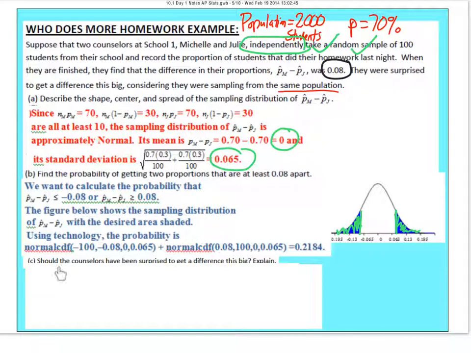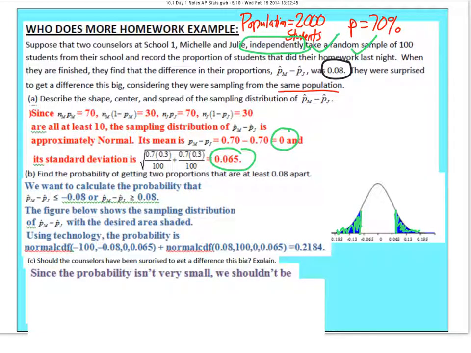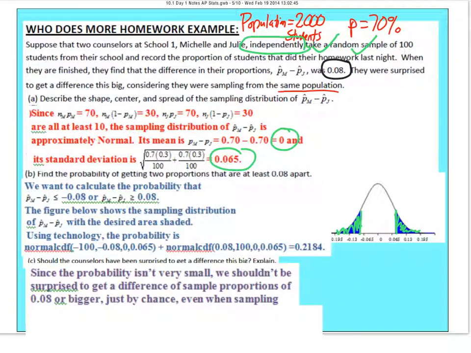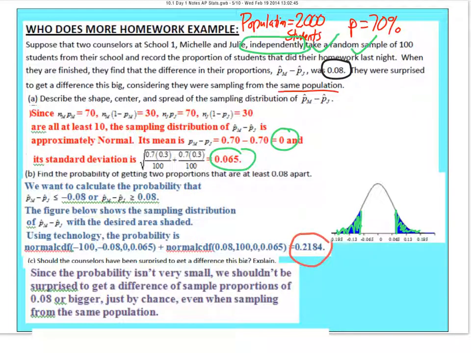The ultimate question: should the counselors have been surprised to get this difference? Well, since the probability isn't very small, we shouldn't be surprised to get a difference of sampling proportions of 0.08 or bigger, just by chance, even when sampling from the same population. Again, there is over a 21% chance that it happens. They saw an 8% difference, which seems reasonable since the probability was fairly high to happen in the first place.